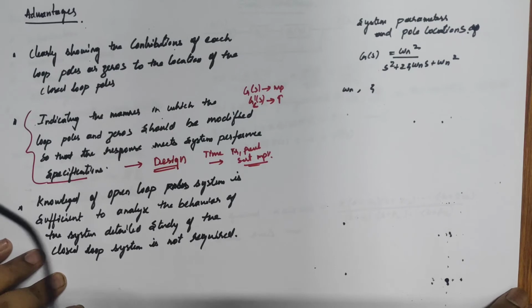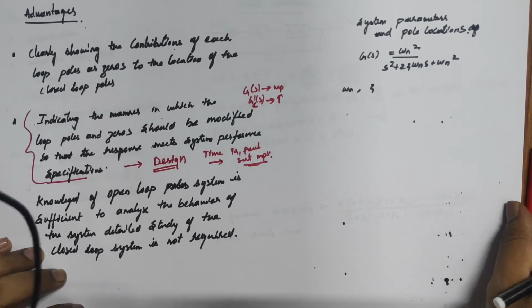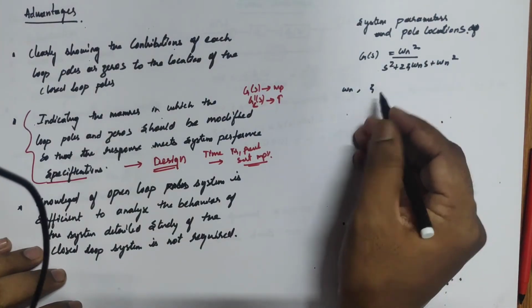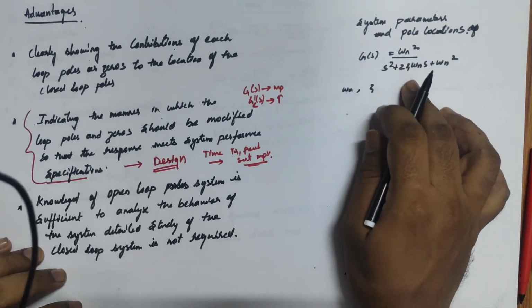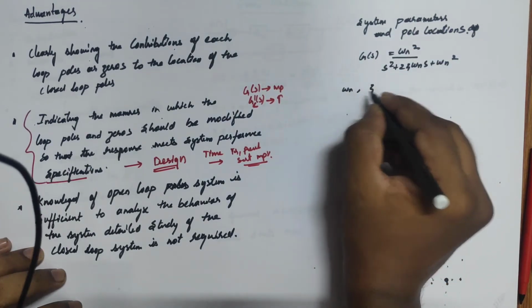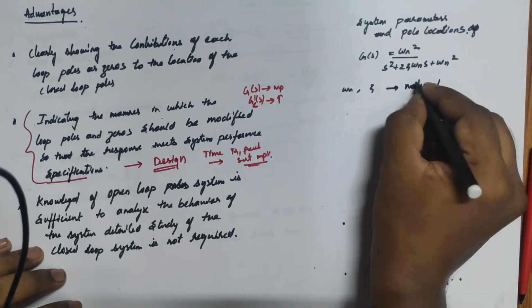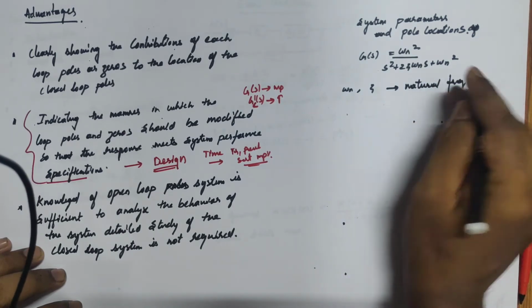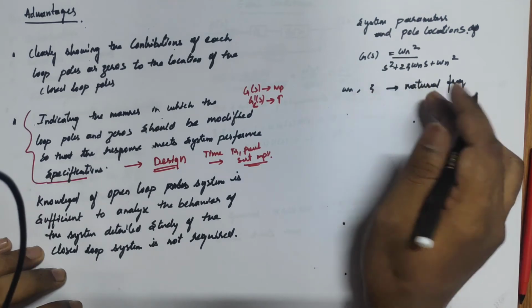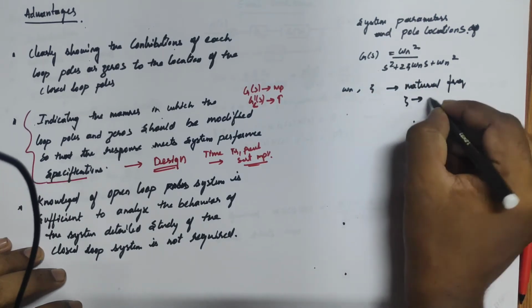Later on, let us see system parameters and pole location. Again, I have the standard transfer function. In this transfer function, you know omega n and zeta. Omega n is the natural frequency. We are seeing how the poles will shift for this transfer function. And zeta is the damping factor, as you also know.